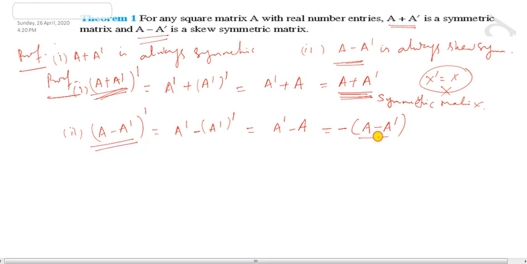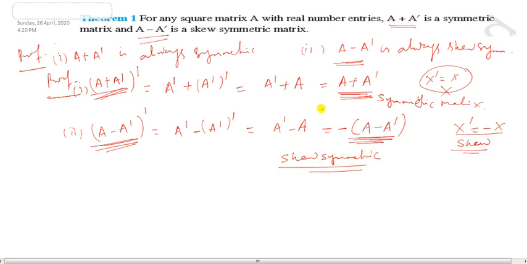Now look at this, I am just transposing a matrix and I am getting the negative of that matrix again. So this is a case like x' is the negative of x. In this case it will be skew symmetric. That is why this is a case of skew symmetric matrix. So this is how we prove that A plus A' for any matrix A will always be symmetric, and A minus A' will always be a skew symmetric matrix.